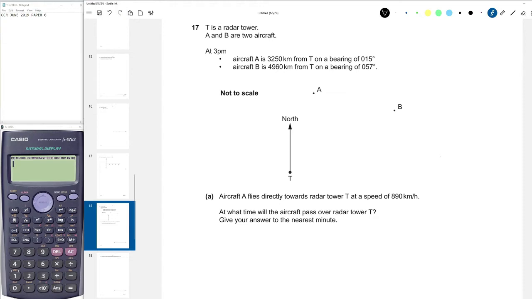A. Aircraft A flies directly towards radar tower T at a speed of 890 km per hour. At what time will the aircraft pass over radar tower T? Give your answer to the nearest minute.